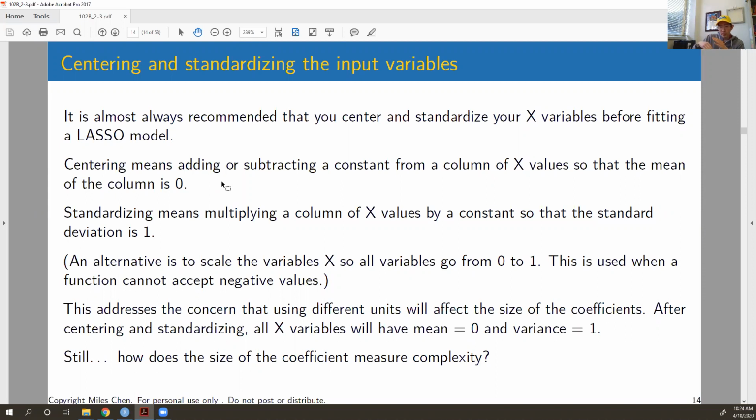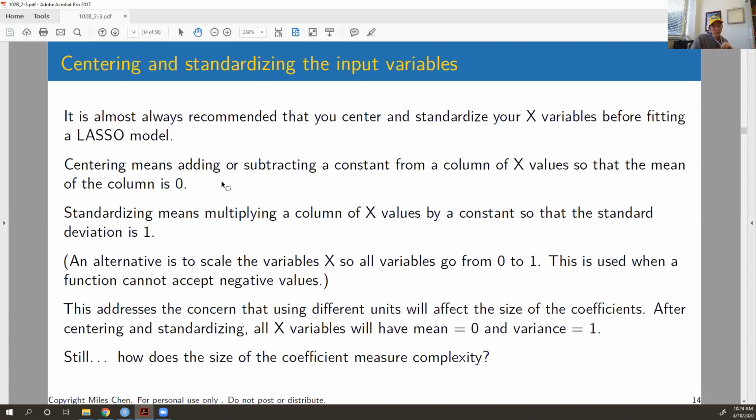Centering means you add or subtract a constant to each column of X so that each column of X has a mean of 0. Standardizing means you multiply all of your values in X by some constant so that the standard deviation is 1. So if you have big numbers, you multiply by a small constant so that afterward everything has a standard deviation of 1. Alternatively, sometimes you have a function that doesn't allow negative numbers, so you can scale everything to fit between 0 and 1. That's another option.